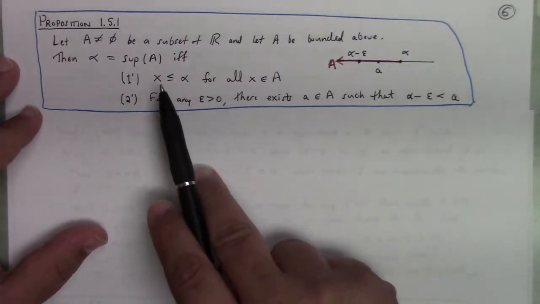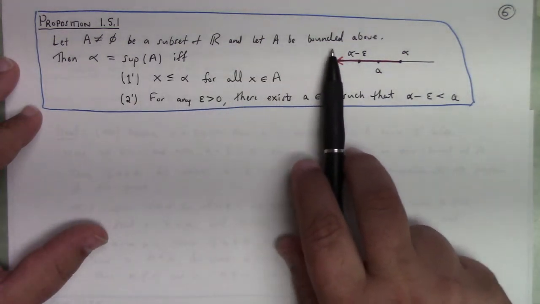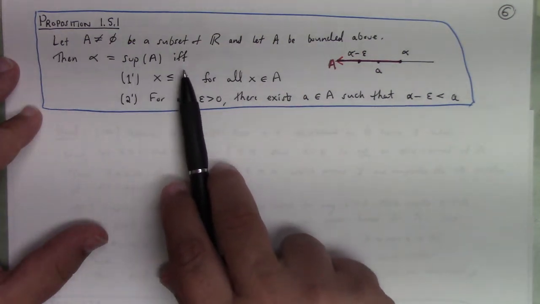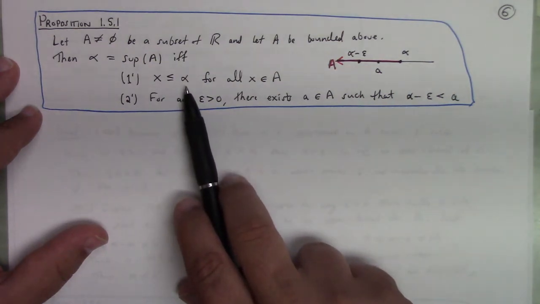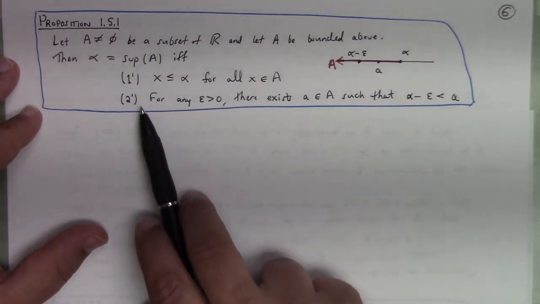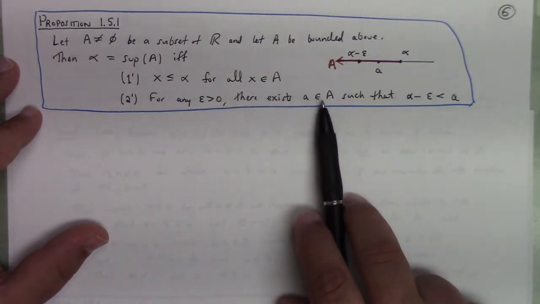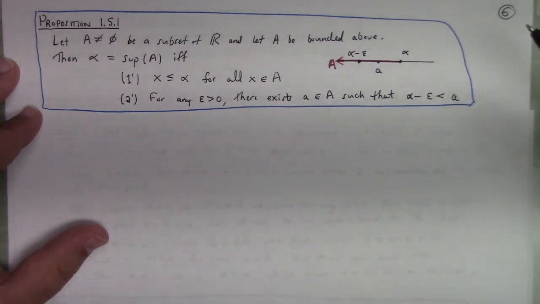And so that's the idea here: let A be a non-empty subset of the reals, and let A be bounded above. Then alpha is equal to the supremum of A if and only if alpha is an upper bound, in other words, x is less than or equal to alpha for all x in A, and 2 prime, for any epsilon greater than 0, there exists some a in A such that alpha minus epsilon is less than a. So kind of here's the picture.